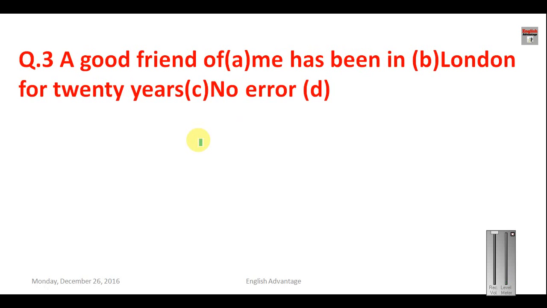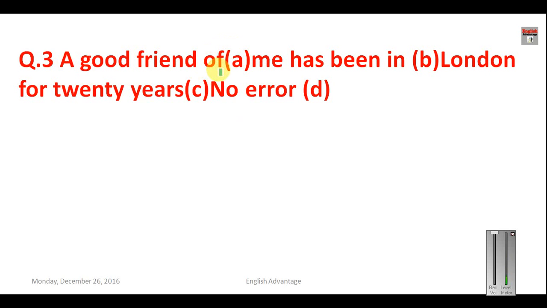Now question number 3 says, "A good friend of me has been in London for 20 years." In this question, the erroneous part is this pronoun. After this preposition, the possessive form comes.